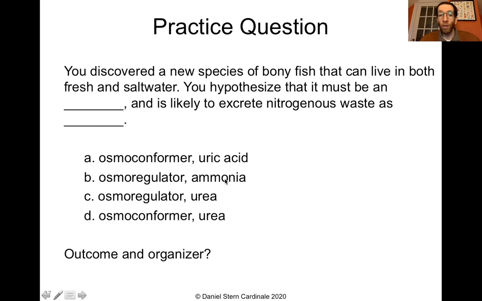Although reading this question right now, C is also a potentially correct option because there are some bony fish that release urea. So if I was to use this as a real question, this option would be more obviously wrong, like it would be uric acid instead of urea, for example. So as always, with these practice questions, I want you to be thinking of the outcome and organizer that is relevant so you can guide your practicing in a more targeted fashion.